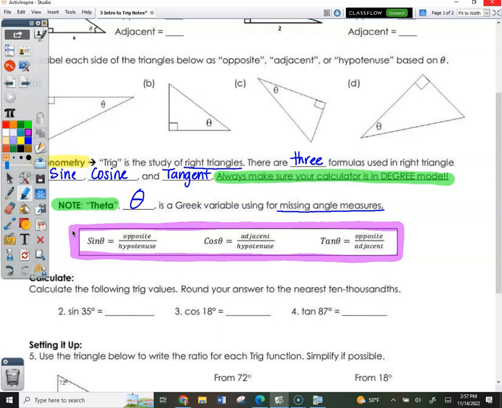Now, I have seen before, theta is the most common Greek letter used for missing angle measures. There are three more Greek letters that I have also seen, and we will see them at some point, but they don't appear every problem. Come right here.